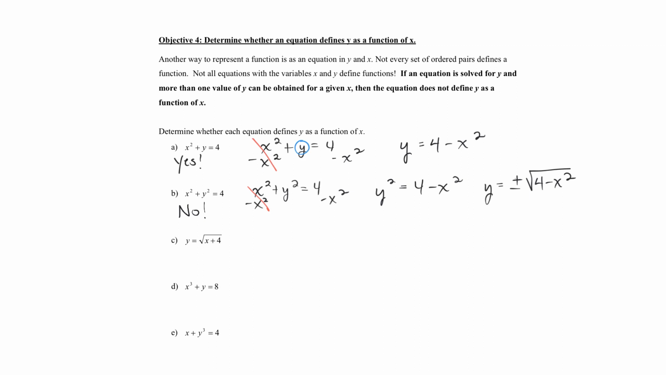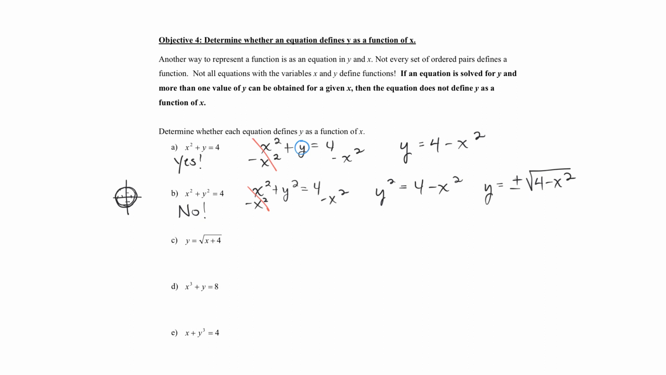In fact, if I was to graph this particular relation, it would look like a circle with its center at the origin and a radius of 2, and a circle would not pass the vertical line test, would it? It would not. I don't need to know that that equation represents a circle in order to be able to determine that it does not represent a function, though, right?